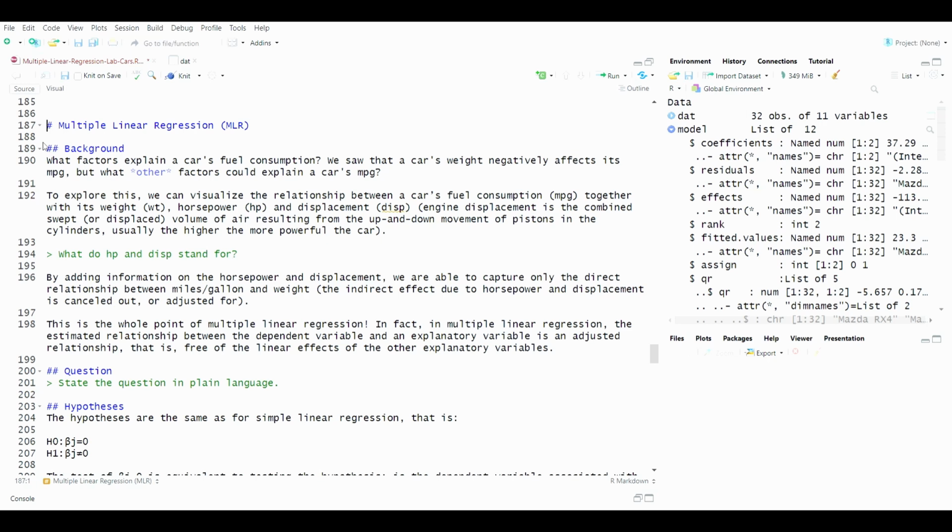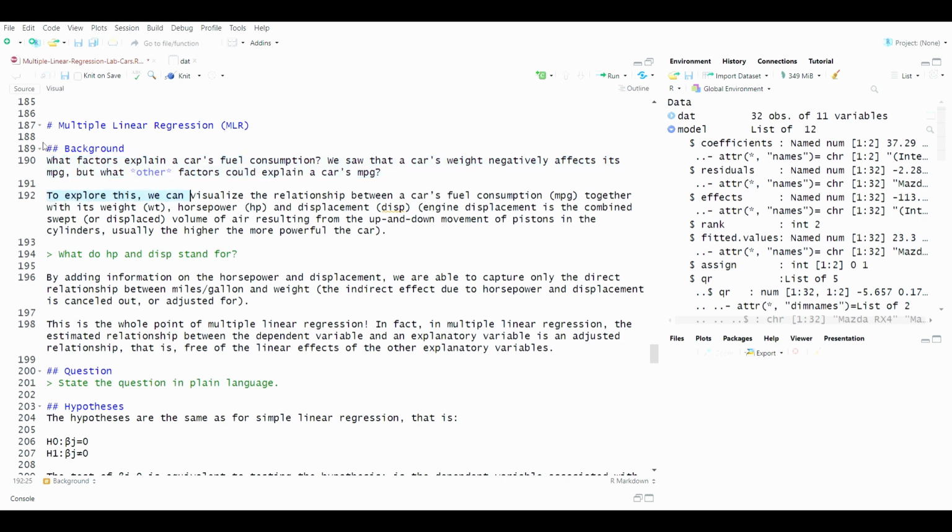Scroll down, and we will begin now on the section for multiple linear regression. Background. What factors explain a car's fuel consumption? We saw that a car's weight negatively affects its miles per gallon, but what other factors could explain a car's miles per gallon?